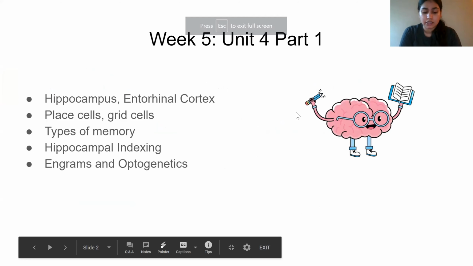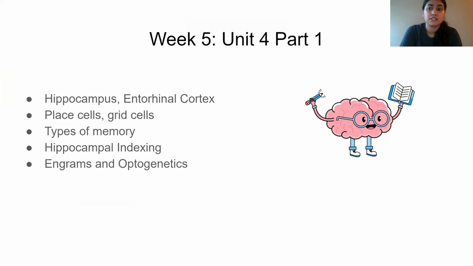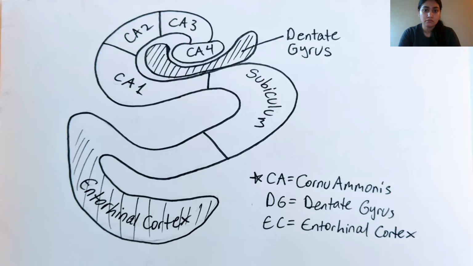So this week's lecture topics will include the hippocampus and entorhinal cortex, place cells and grid cells, types of memory, hippocampal indexing, and engrams and optogenetics. So the hippocampus, meaning seahorse in Latin, is a structure that is embedded in the temporal lobe. We have 2 of them, one on either side of our brain.